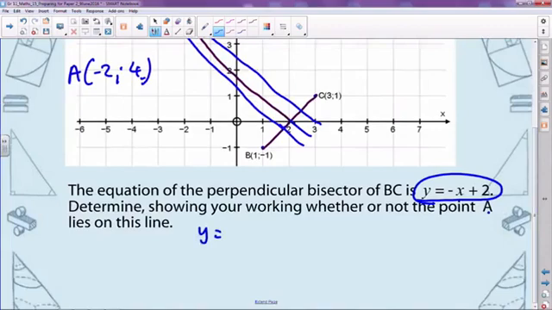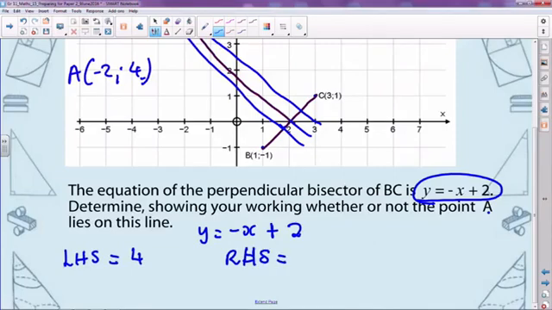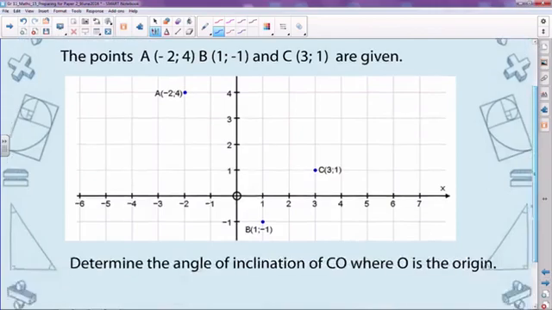So you have y equals minus x plus 2, right? You take your left-hand side, which is y, and y is 4 in that case. Your right-hand side is minus x, which is minus (-2), plus 2, which is 2 plus 2, and that gives us 4. Now watch, guys. Left-hand side is 4, and right-hand side is 4. So it means that point is exactly on the line. You conclude by saying, therefore, point A lies on y equals minus x plus 2. The left-hand side is the same as your right-hand side.